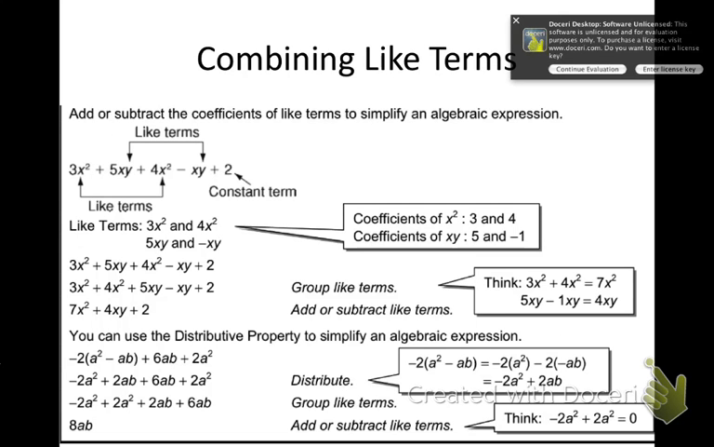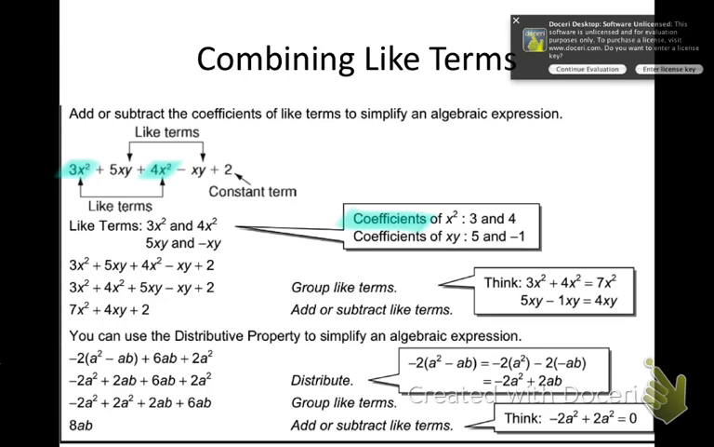Next part here, combining like terms. We talked about it a little bit yesterday when we were talking about combining radicals and simplifying some radicals. The big thing on combining like terms is you have to have the same variable and the same exponent in order to combine them. And when you do have that, you add or subtract the coefficients.